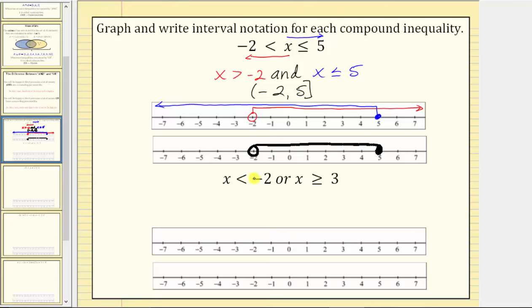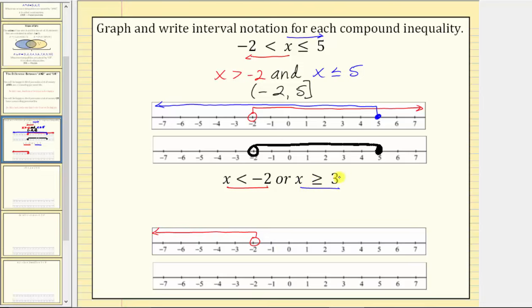The next compound inequality is obviously an OR compound inequality. The first step is to graph the two inequalities. Let's graph one in red and one in blue. X is less than -2. -2 is not in the interval. Open point on -2, arrow to the left.